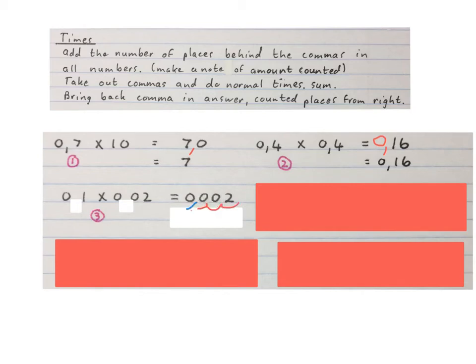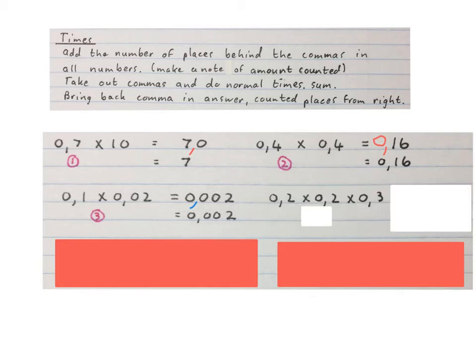Bring back the comma, the counted amount of places from the right. We start here, 1, 2, 3 places, the comma goes there. Put in extra zeros if you need to. Final answer of 0,1 times 0,02 is 0,002.